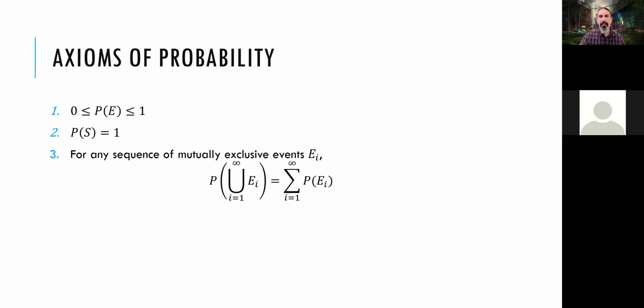So when we conduct an experiment, the outcome should be inside the sample space. So the sample space has a probability of 1.